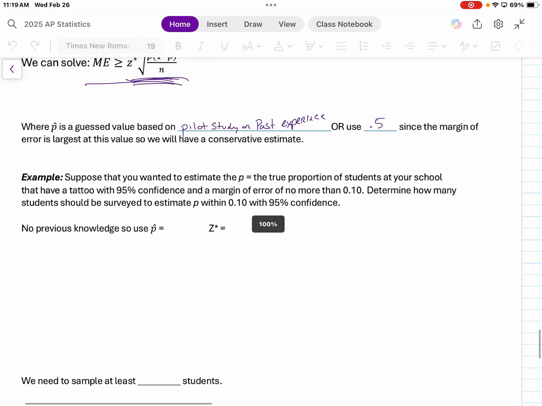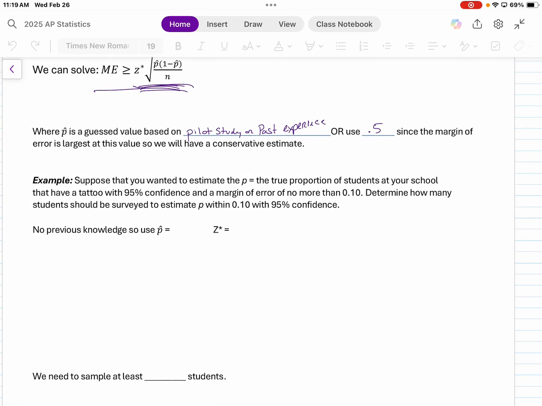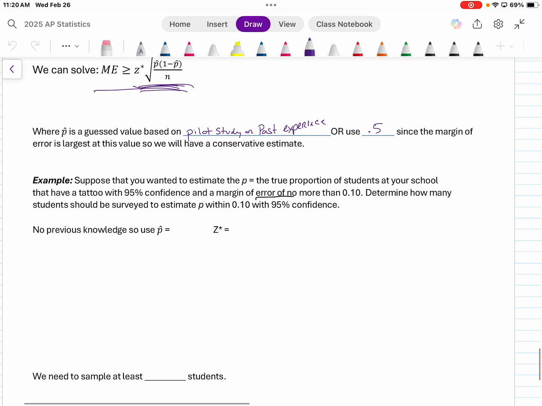Scroll to the back. Here we go. One problem. So suppose that you want to estimate P, which is equal to the true proportion of students at your school that have a tattoo, with 95% confidence and a margin of error of 10%. So ME is equal to 0.10. We know what's after the plus or minus sign needs to be equal to 0.10. That's what we want, no more than that. How many students should we survey to estimate P within 10% with 95% confidence?